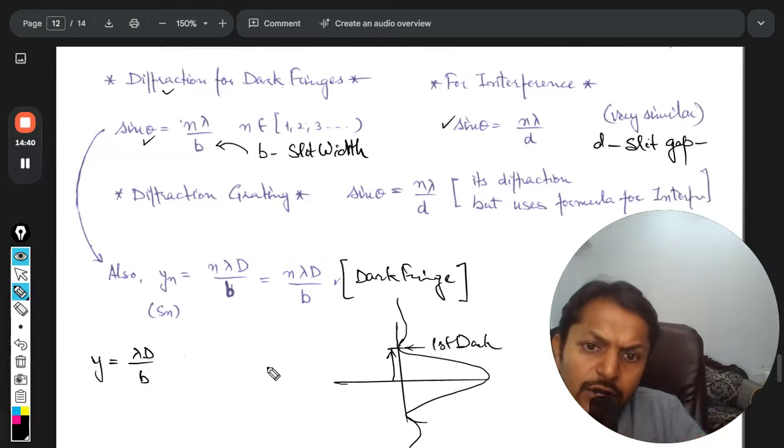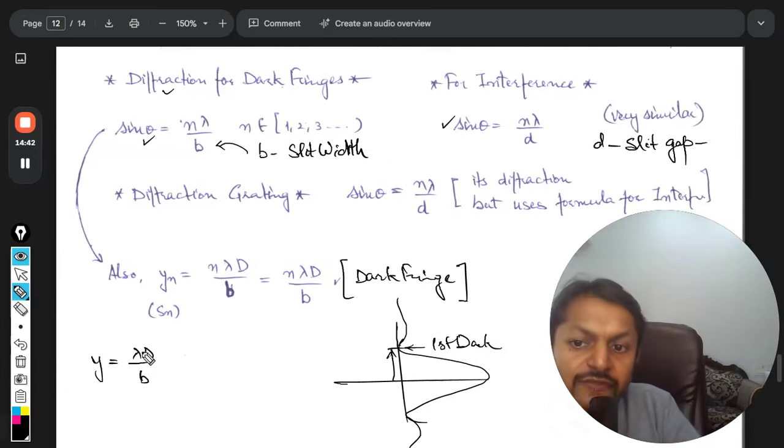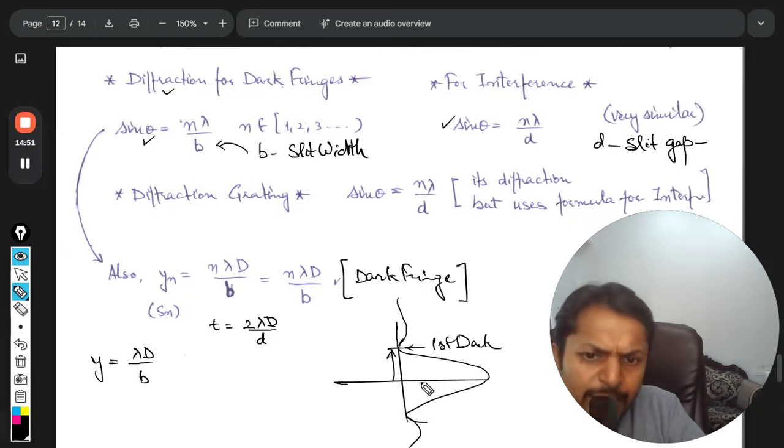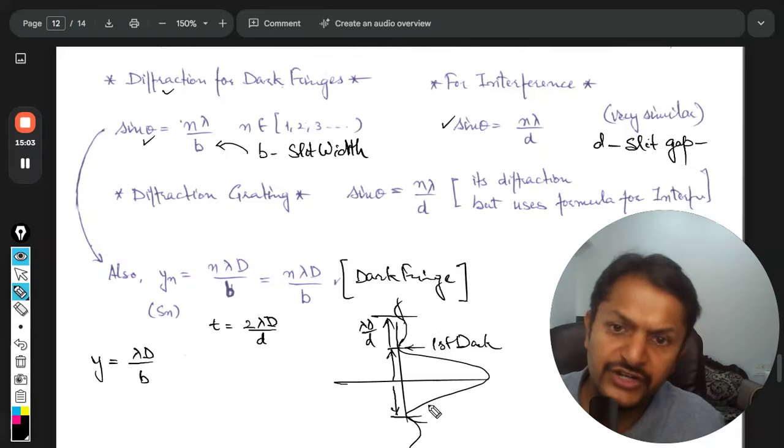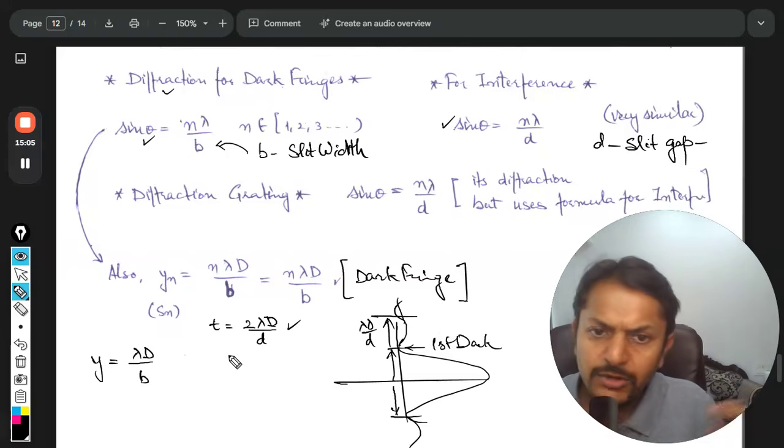What is the thickness of the central bright fringe? It will be double of that, isn't it? You can write thickness is twice of lambda D by b. Nothing much to show here, up and down. And the others, they will be of the same thickness, lambda D by b. So the central bright fringe is clearly double thickness than other fringes. Okay, so this is about the thickness.